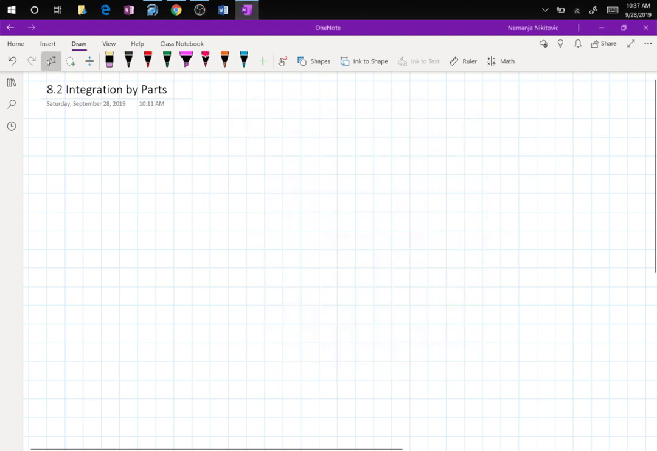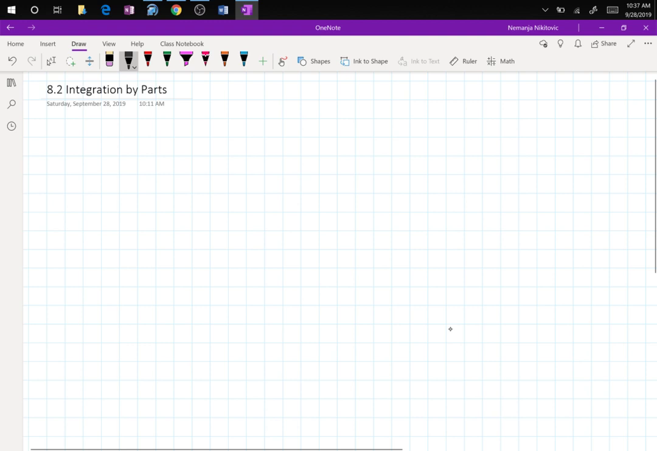Hello and welcome back to Calculus 2 section 8.2 on integration by parts. So guys, this is going to be backwards product rule from Calc 1. We know that U sub is backwards chain rule, so now we're going to take a look at integration by parts, which is backwards product rule.